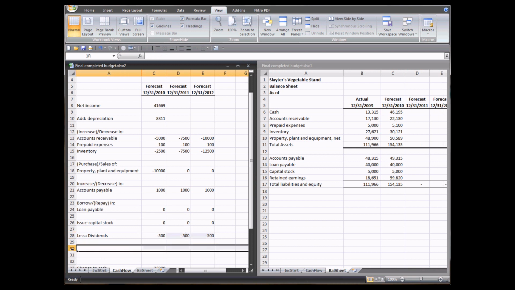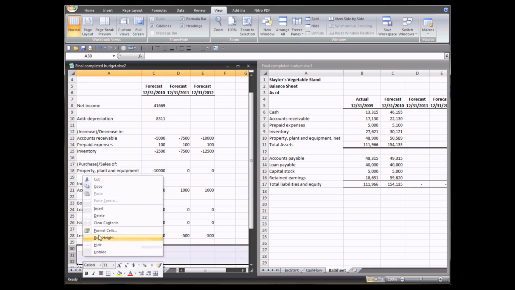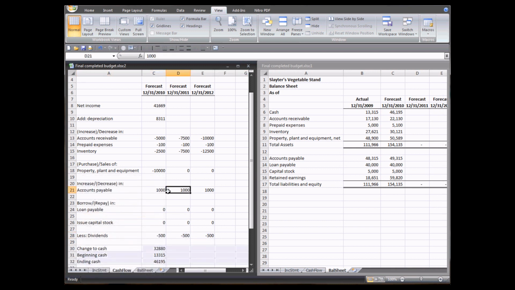Looks like I inserted maybe a few too many rows, so I'm going to go ahead and delete those. And now I just need to copy some formulas across and then do some formatting, and I should be all set. So my net income and my depreciation, those are formulas that are pulling the numbers from my income statement, so I'm going to just pull those across.